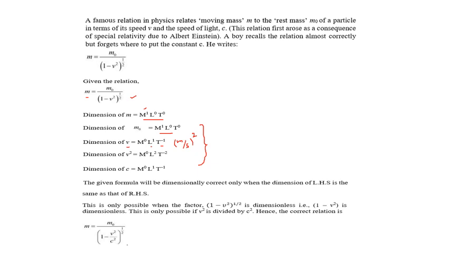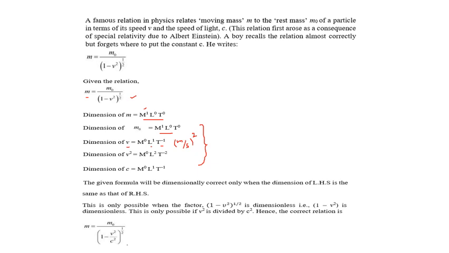The given formula will be dimensionally correct only when the dimension of the left hand side is the same as the right hand side. It has to prove the homogeneity principle. If not, it is not dimensionally correct, we could say. So our task is to put the c in the correct position.